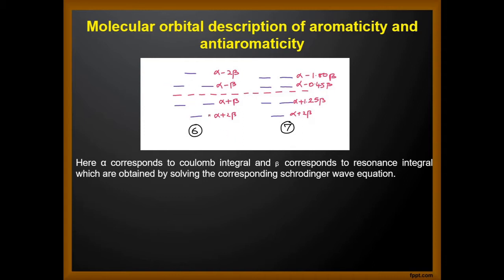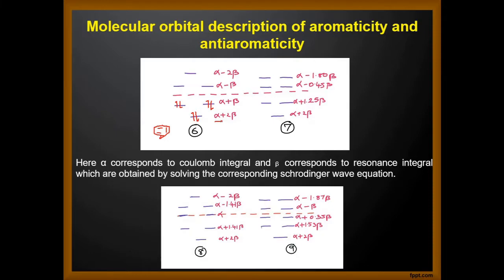Now this is the molecular orbital representation for benzene. In benzene we have 6 pi electrons, so we can draw the 6 pi electrons using Hückel's rule. Here alpha corresponds to the Coulomb integral that we obtained from the Schrödinger wave equation, and beta corresponds to the resonance integral, which is obtained by solving the corresponding Schrödinger wave equation, which actually contributes to the energy criteria of the molecular orbitals.